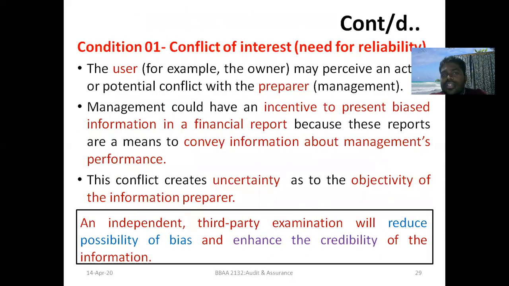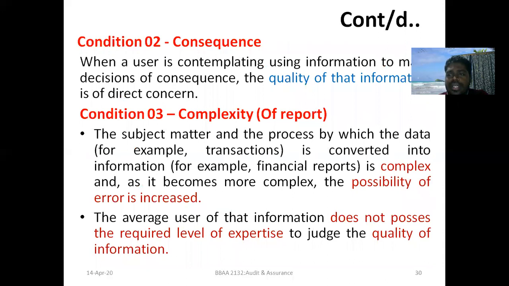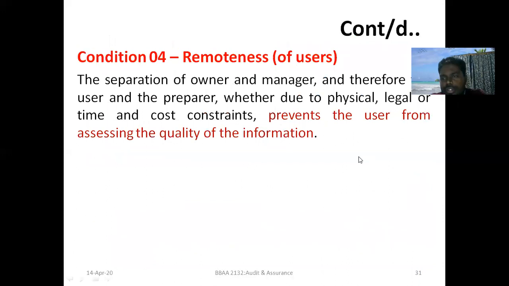The first one is a conflict of interest or a need for reliability. Second one is consequence, third one is complexity, and fourth one is remoteness. I hope you are able to briefly explain each and every condition. Those conditions finally lead to a demand for auditing and assurance. This is one way.